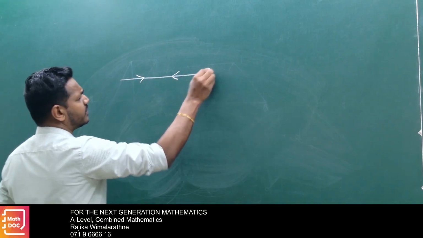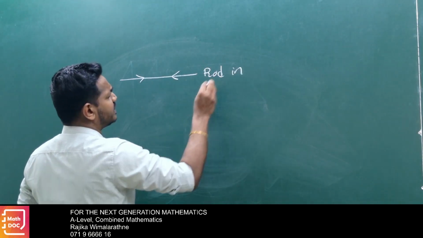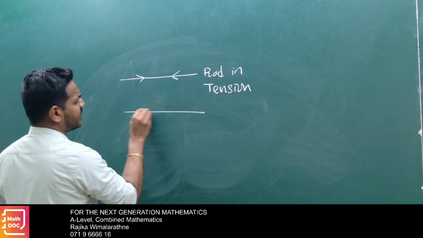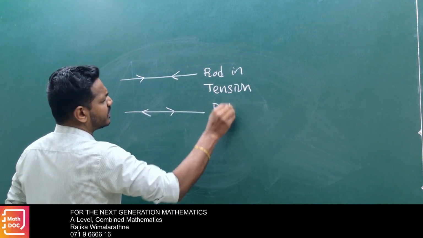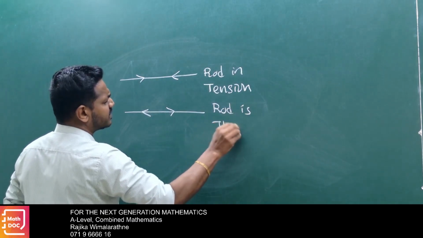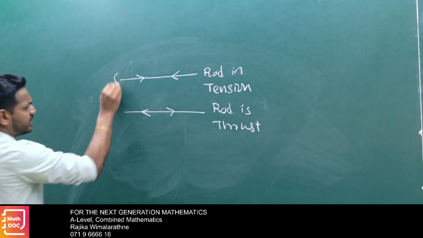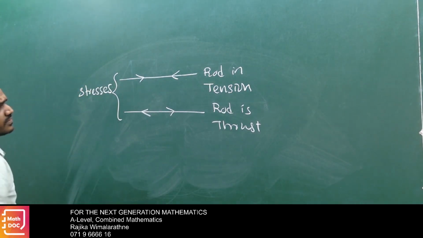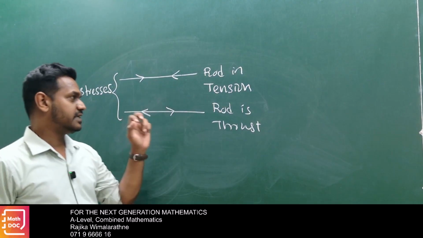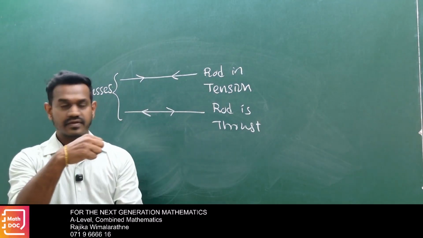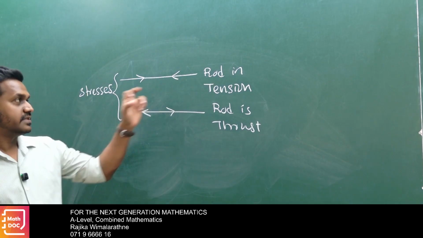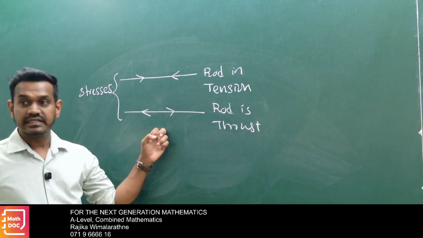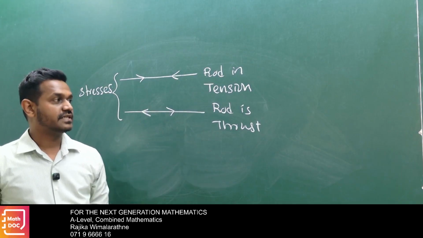Here a rod in tension. Here a rod in thrust. So here we call it tension, here we call it thrust. Just label them. If you see this type of force, say it is tension. If you see this type of force, say it is thrust. Tension and thrust.